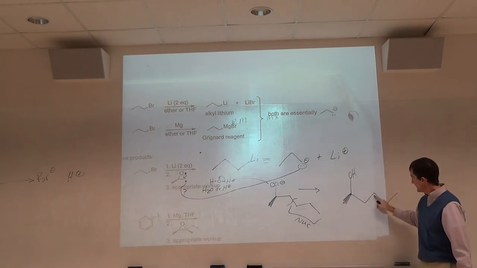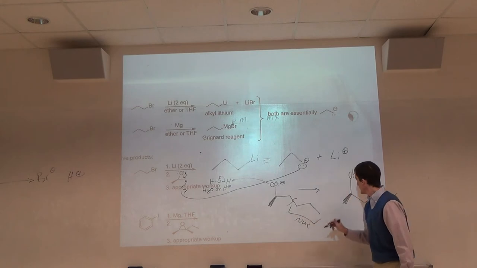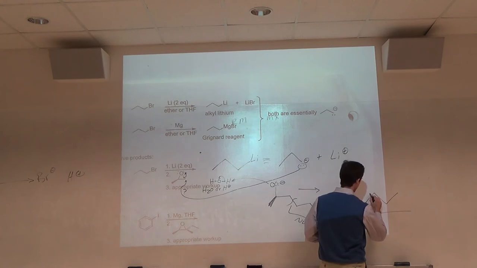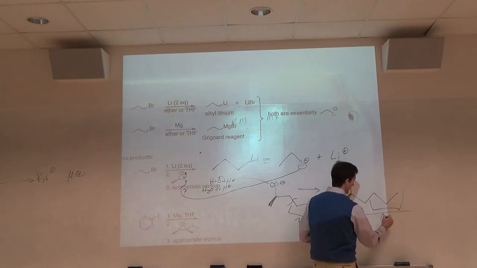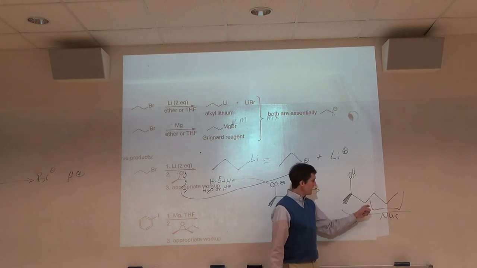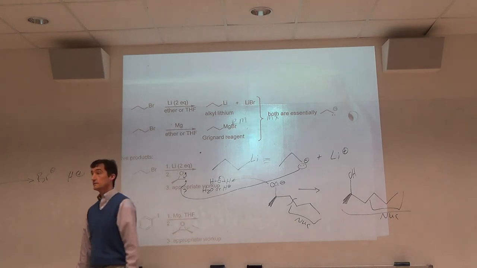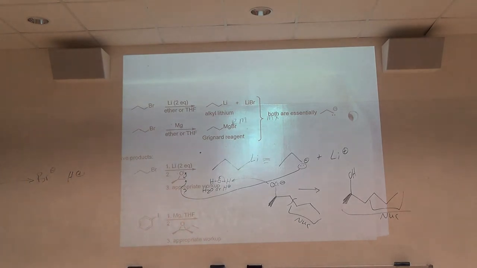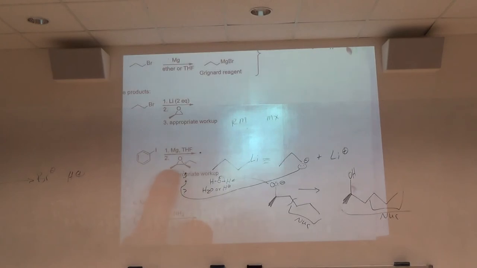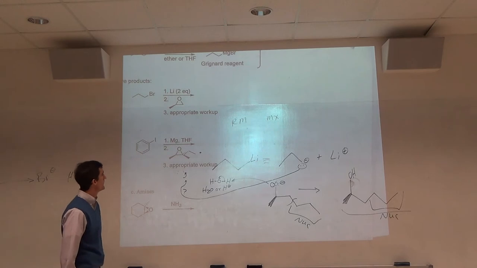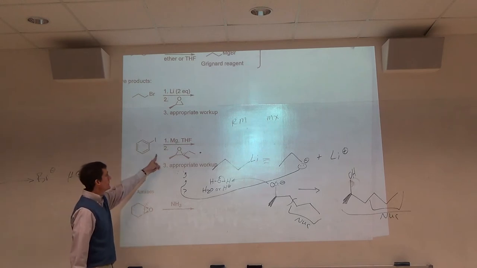1, 2, 3, 4, 5. 1, 2, 3, 4, 5. There you go. What was the nucleophile? Here. What do you get? Nucleophile, carbon, carbon, OH. Isn't that what we said we'd get? Take 30 seconds and do this one here.